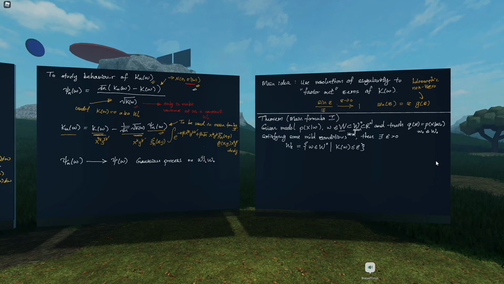Then this set, this epsilon neighborhood, can be resolved by a resolution map, so that in every local chart, K composed of G is normal crossing for some multi-index K.